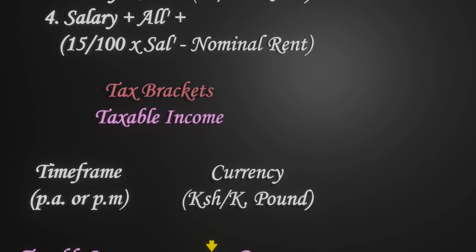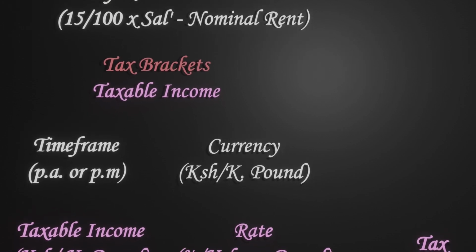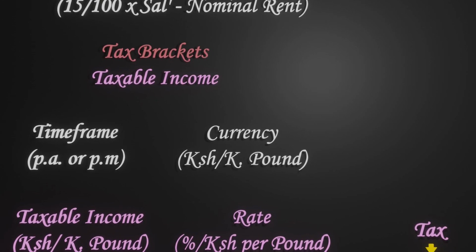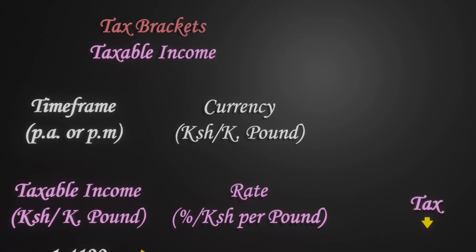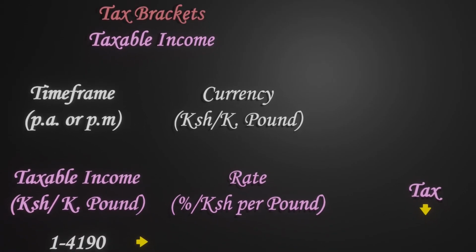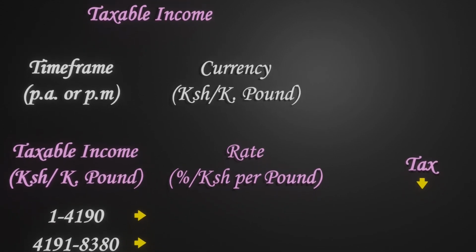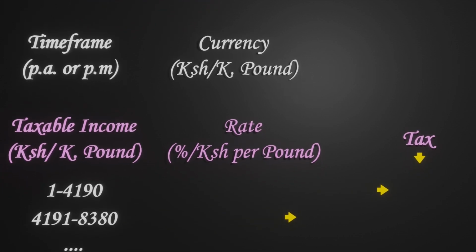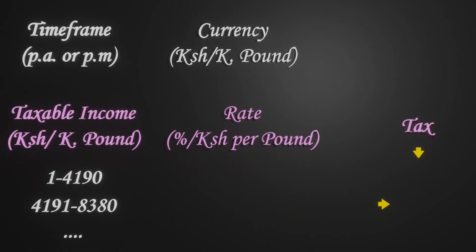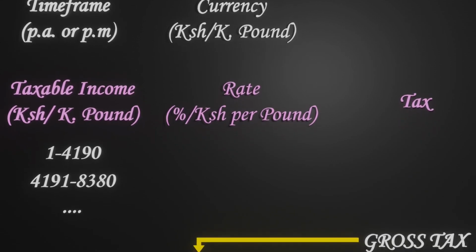After that, you go to the calculation where you have 2 main columns. One column is for the taxable income, which can be either in Kenyan shillings or in Kenyan pounds. And number 2 is the rate, which can either be in percentage or in shillings per pound. When you multiply these 2, you get the tax per bracket. And you do that until all the taxable income has been taxed. After that, you add the taxes that you have gotten per bracket, and what you get is what you call the gross tax.